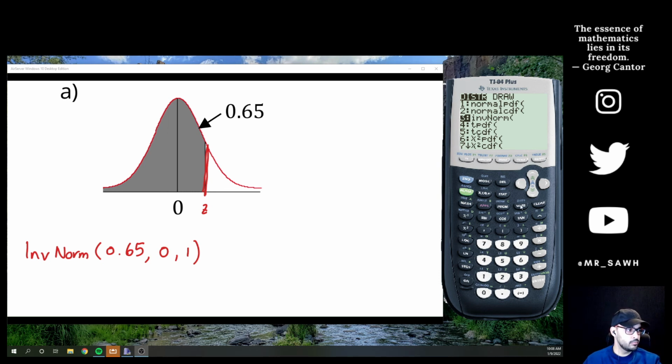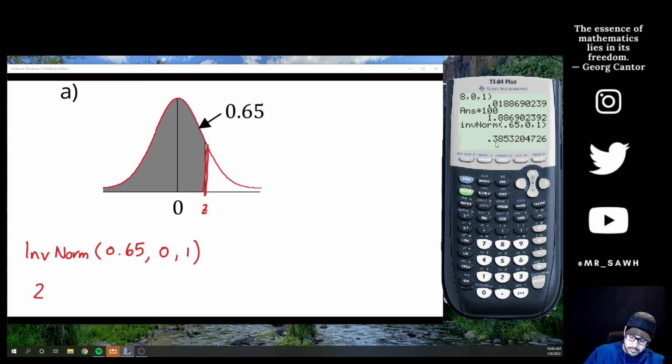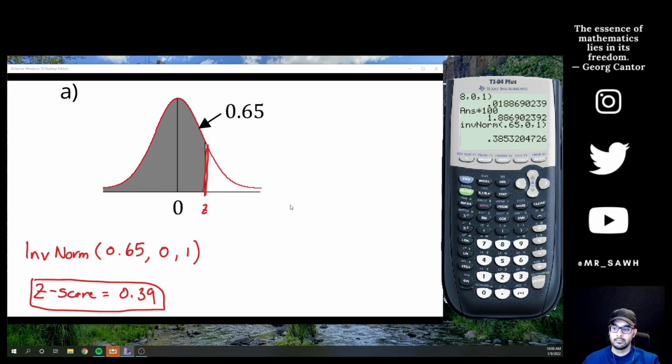Okay, so we can put those numbers in. So second vars, option 3, 0.65. 0 is the mean, 1 is the deviation. Enter. So the z-score happens to be just past 0, and it works out to be to the nearest hundredth 0.39. So there's my z-score. Okay, so really, really nice. As long as I know what those 3 values happen to be, I can find the z-score that makes it happen.